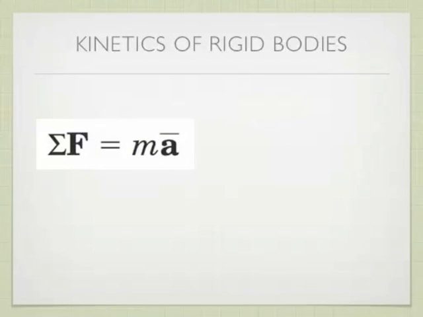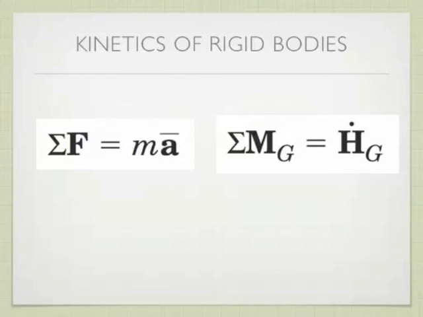The first one is that the resultant force of the external forces acting on the body equals the mass m of the body times the acceleration a-bar of its mass center G, which is F equals m times a-bar. And the second one is the moment equation taken about the mass center. It is that the resultant moment about the mass center of the external forces on the body equals the time rate of change of the angular momentum of the body about the mass center.